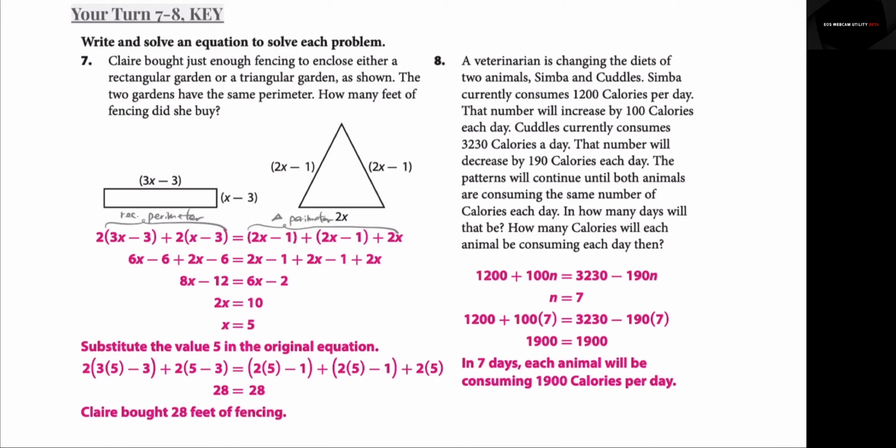So the first one is over here, isn't it? So 1,200 initially plus 100 for every n number of days. For the second case, it's this one right here. 3,230 initially, and we're going to be losing 190 per day, right? When you solve for that, it's 7. So it takes 7 days. When you plug it in, they both will consume 1,900 calories. So in 7 days, each animal will be consuming 1,900 calories per day.